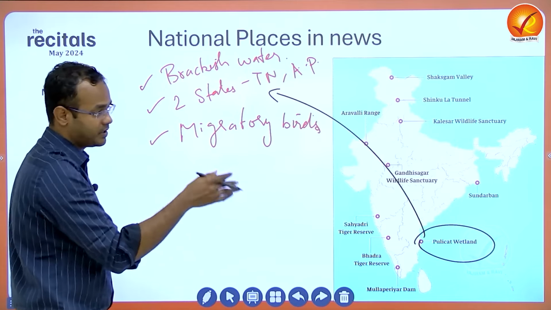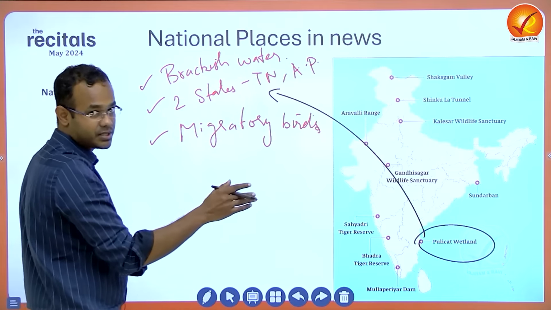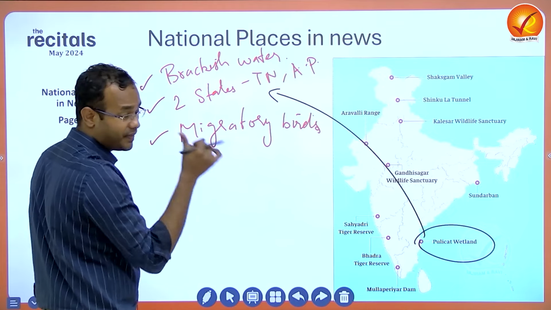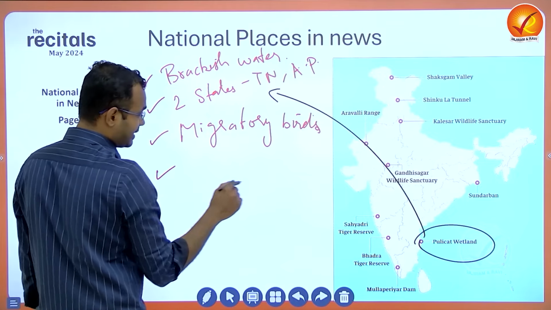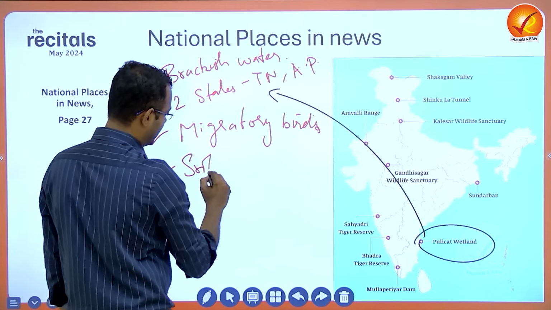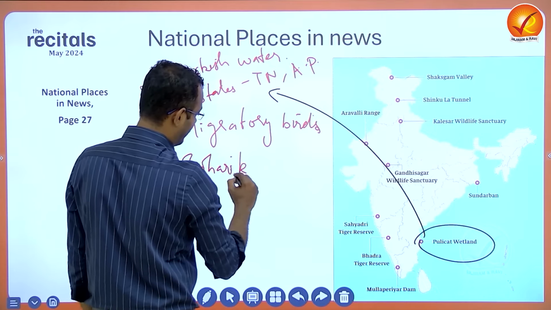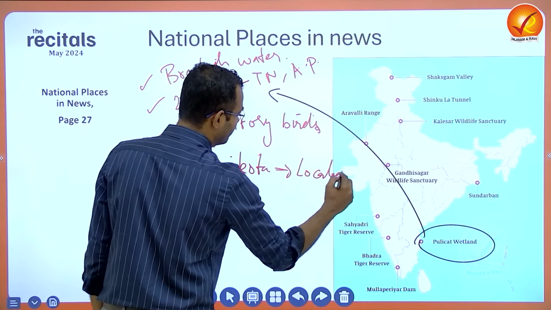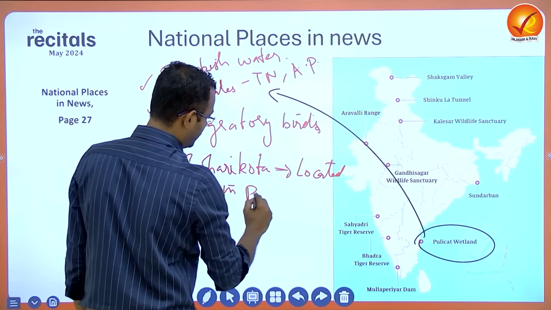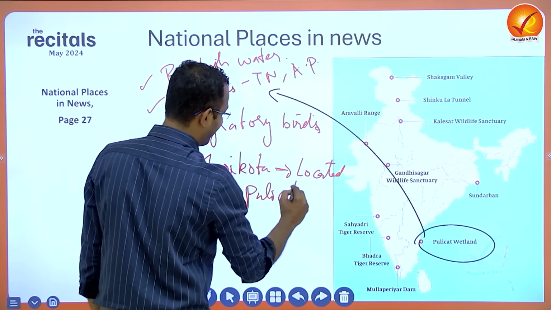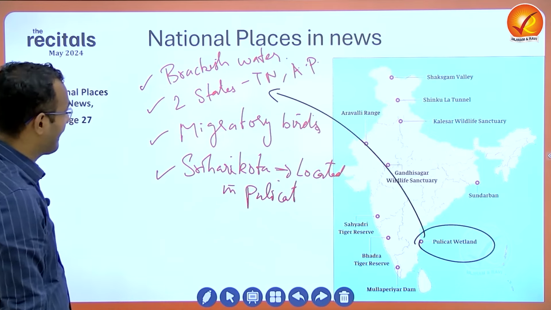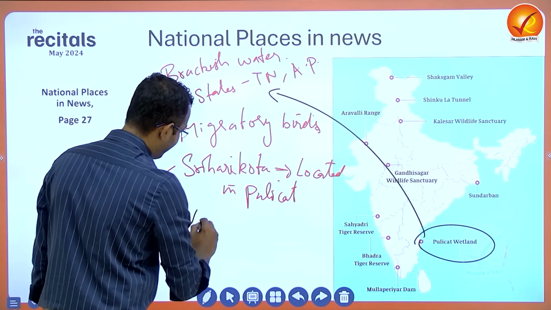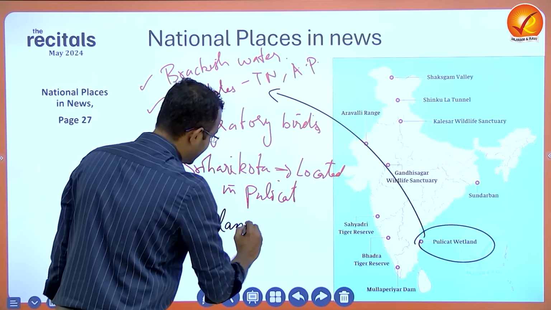The largest part of Pulicat is present within Andhra Pradesh. A small part of Pulicat is present in the state of Tamil Nadu. And the satellite launching station Sriharikota is located in Pulicat. Brackish water ecosystems and important wetland.